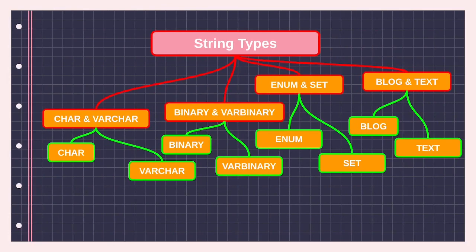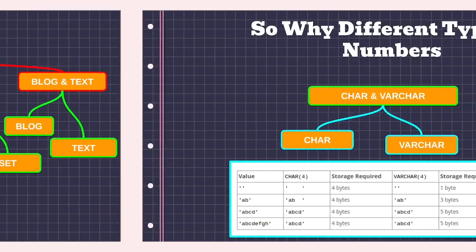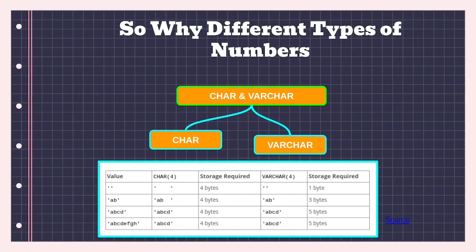The different string types can be grouped into four main categories, which are char and varchar, binary and varbinary, enum and set, and blob and text. We'll look at all of these in a second. Under the first category, we have char and varchar. So let's take a look at those. What's the difference between the two?